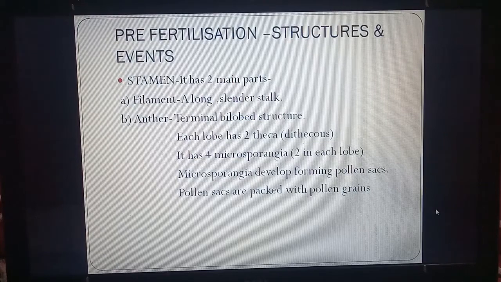It has four microsporangia, two in each lobe. So there are four bag-like structures which are called microsporangia. Two microsporangia are found in one lobe. Microsporangia develop forming pollen sacs. So in future these chambers will form pollen sacs on maturation. Pollen sacs are packed with pollen grains. So in future the pollen sacs will be filled with pollen grains.